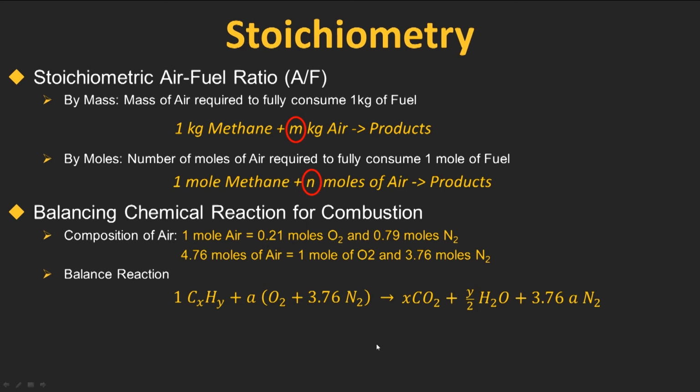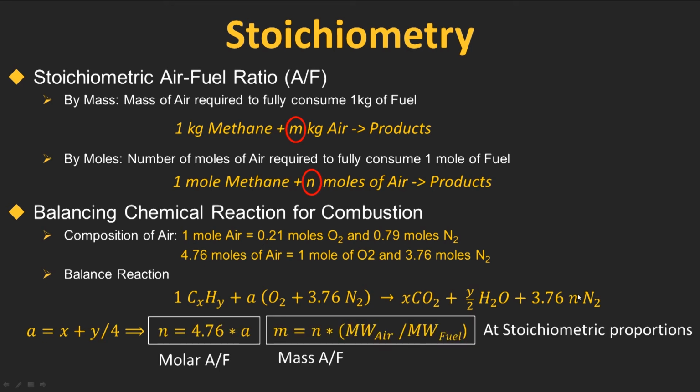In order to balance the O atom on both sides, the value of A needs to be x plus y over 4. I will let you work this out as an exercise to prove it to yourself that if you set A equals x plus y by 4, then indeed the number of oxygen atoms on the left equals the number of oxygen atoms on the right. Therefore, the stoichiometric air-fuel molar ratio is 4.76 times A, since 4.76 moles of air are required to get 1 mole of oxygen, and we need A moles of oxygen to balance this reaction.